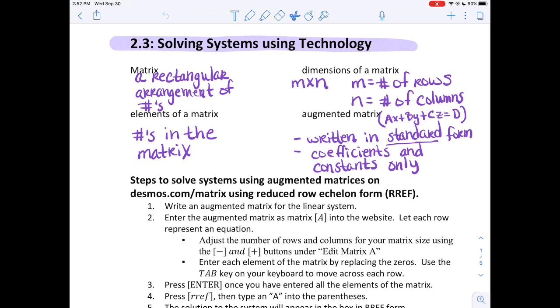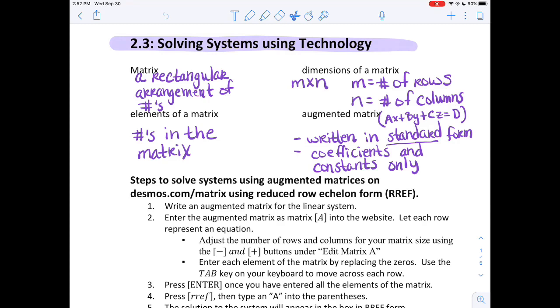of columns. With our technology, we're going to input an augmented matrix. What augmented means is that it's not just the left-hand side of the equation, but we have augmented the matrix, or made it larger, by also putting in what all of that is equal to. So by putting in the equals D at the end, we have augmented, or made the matrix larger.